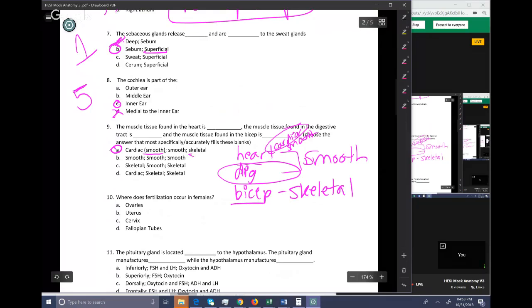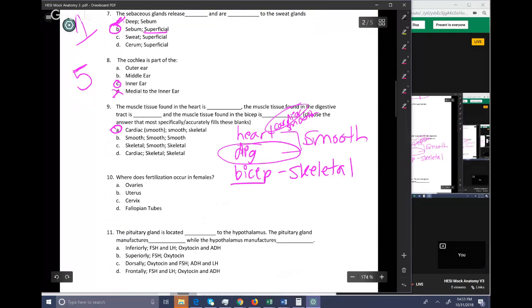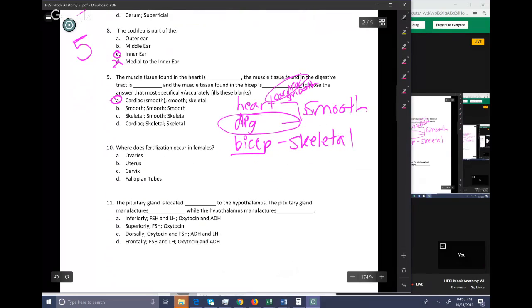If I started with skeletal, in this case, I would have eliminated B for that. And then if I knew that this was not skeletal because this was involuntary, I could eliminate D, and so on. Use your thought processes in whatever way is most logical to you. This would be from Anatomy 1, right up at the beginning of Anatomy 1 with tissue types.